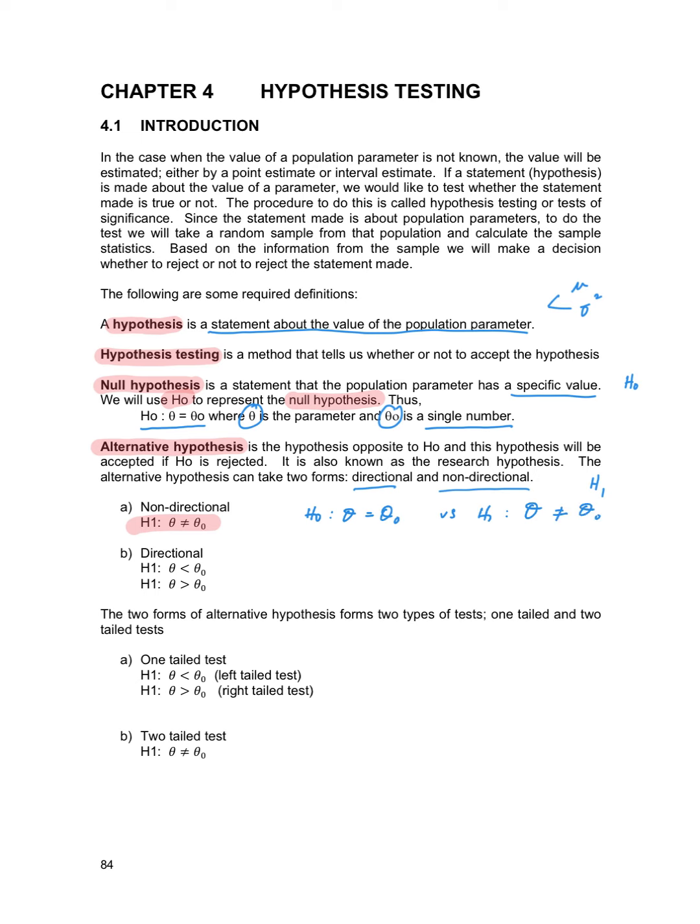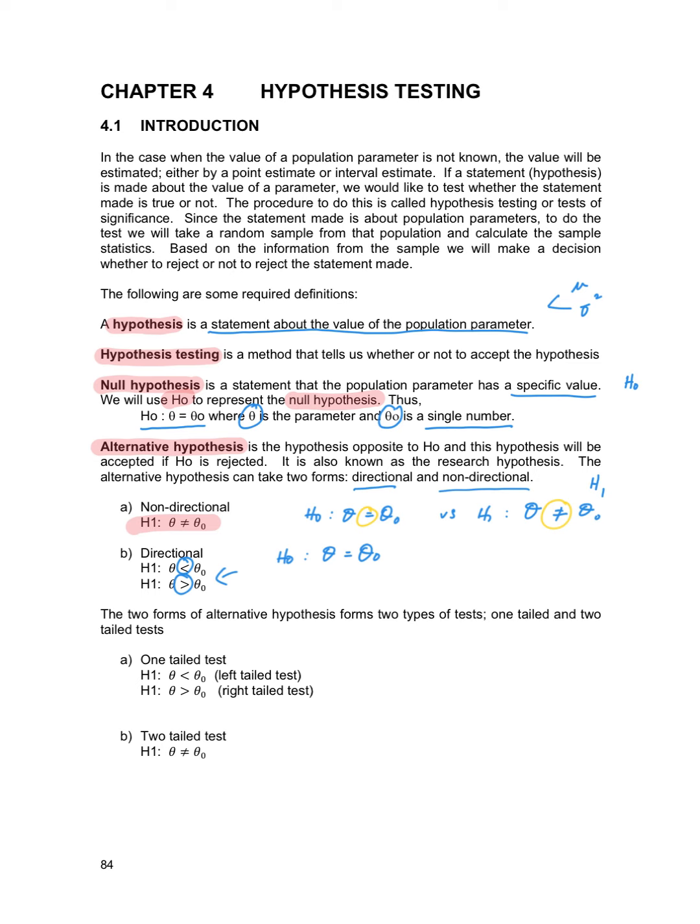Okay, this one is equal versus not equal. So itu untuk non-directional. Untuk directional pula, okay, dia punya H0 dia adalah still equal lah, theta equals to theta naught. But directional dia, untuk H1 dia, H1 dia adalah sama ada theta less than theta naught ataupun theta greater than theta naught. Okay, so maksudnya dia guna dua ni lah. Ni, dia punya notation dia.